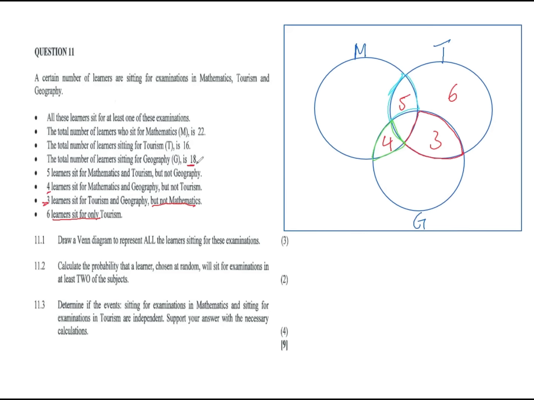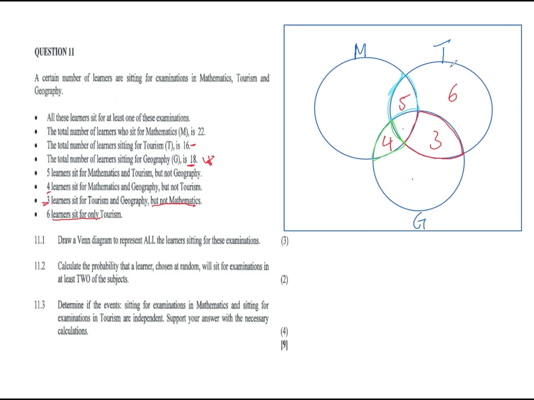Right. So the total number for the ones in geography is 18. So all of this must make up 18. Okay. So let's save that for now. The total number of learners sitting for tourism is 16. Now we can deal with this because we only have one missing value. But then the reason I said let's park this one, it's because we don't have a value for here. We don't have a value for there. So let's focus on tourism now.